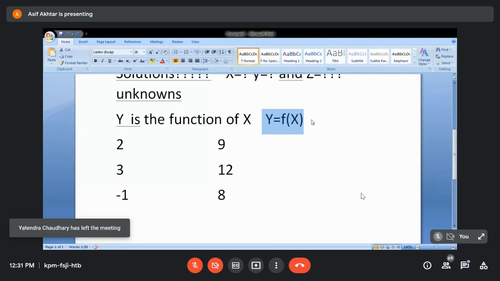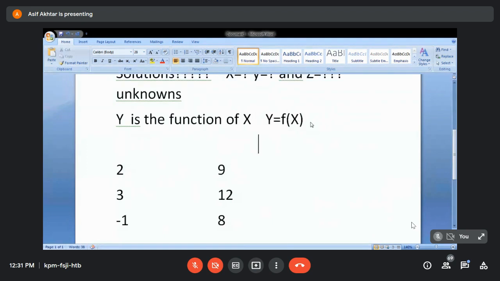If somebody is writing, in this example, z is a function of t, so that means z is a function of t. If I'm writing like this, t is a function of q. So these expressions, y is a function of x, z is a function of t, t is a function of q, are nothing but the mathematical representation of this statement that y is a function of x.